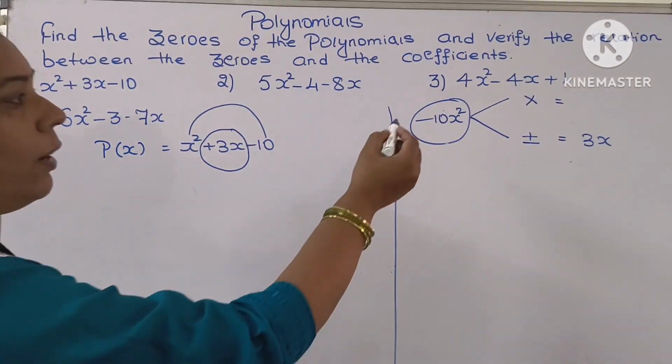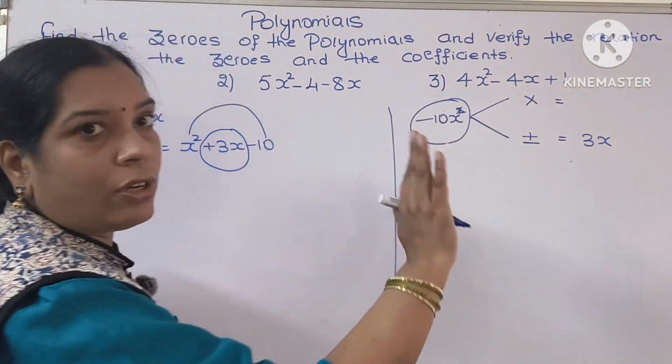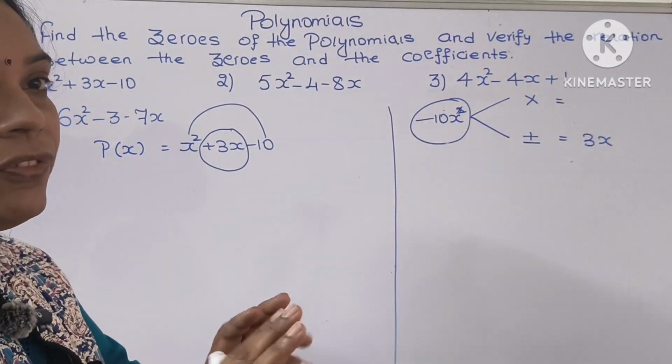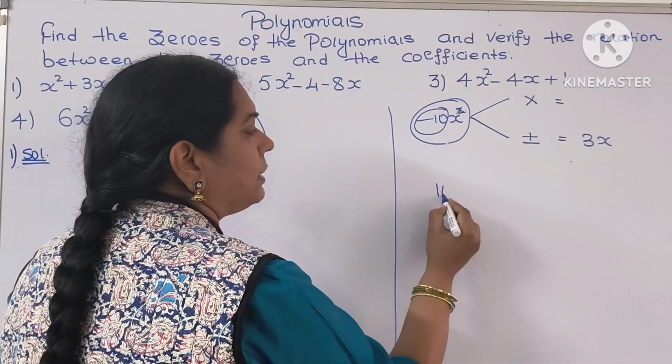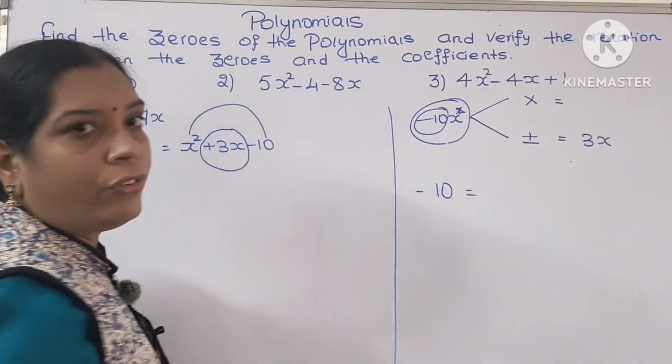So let us not worry about x square. X square is not a problem. We can give 1x to each factor. Don't worry about x square. Worry about minus 10. Let us see what the factors of minus 10 are.